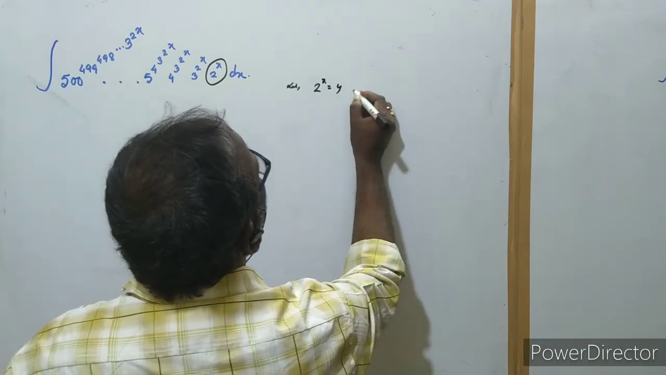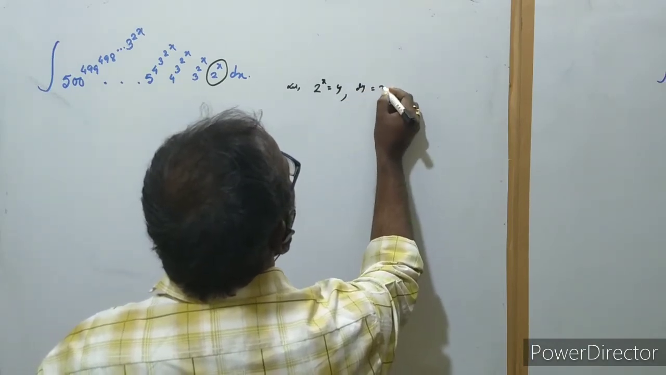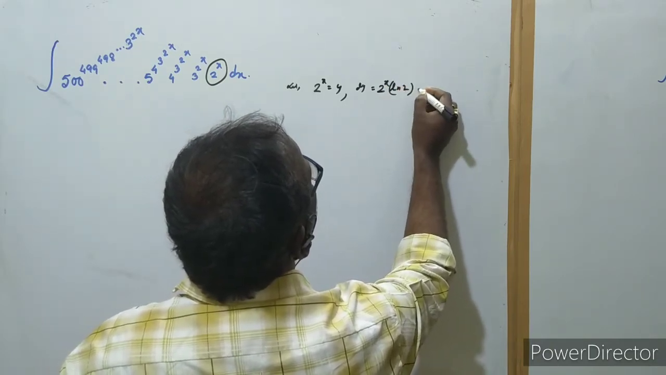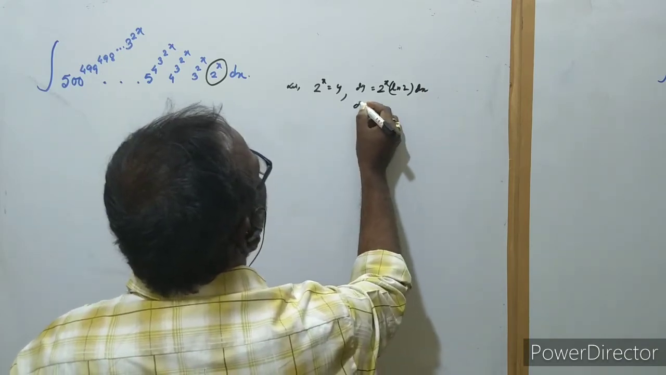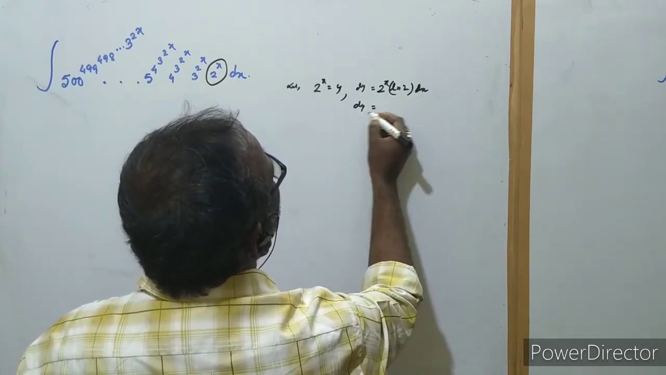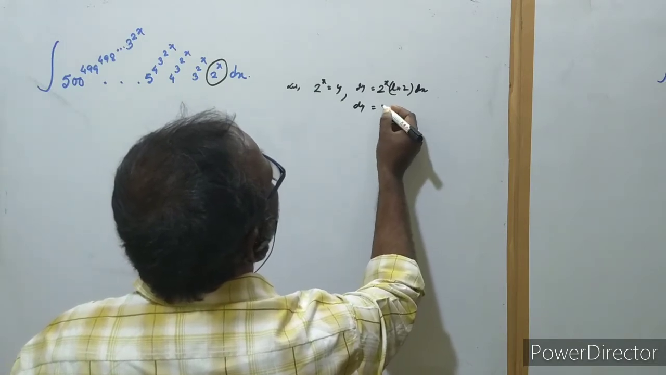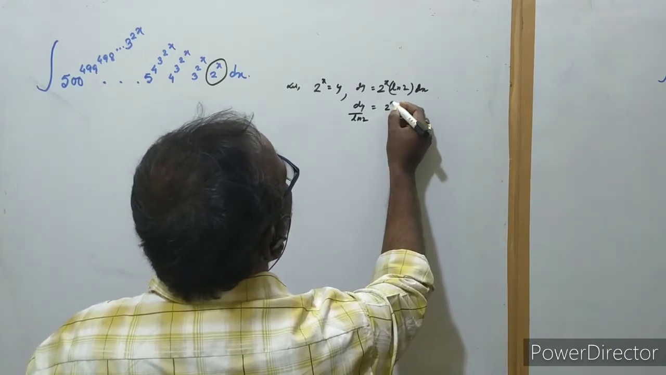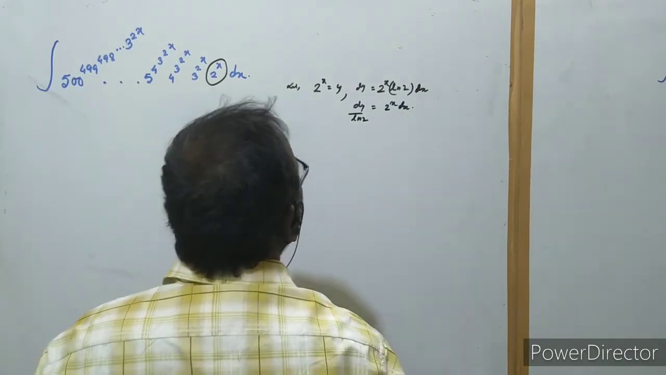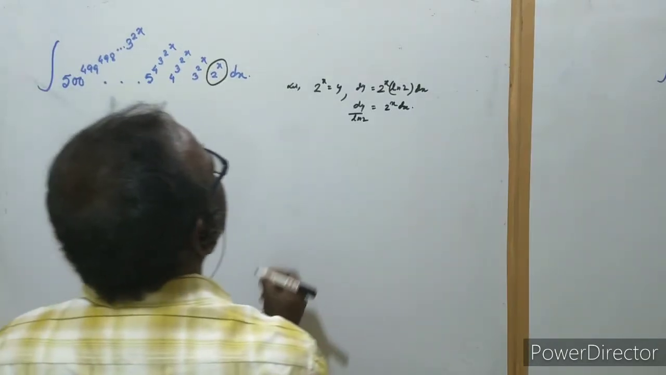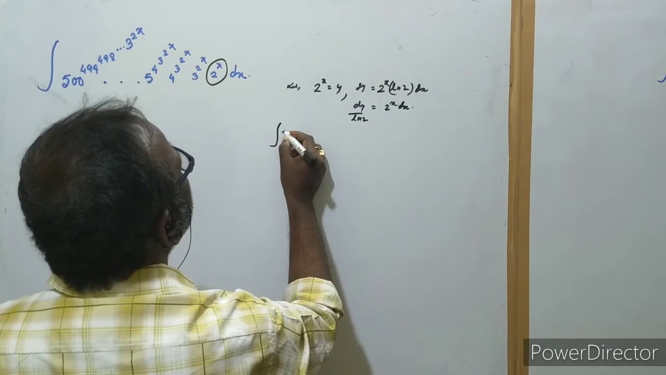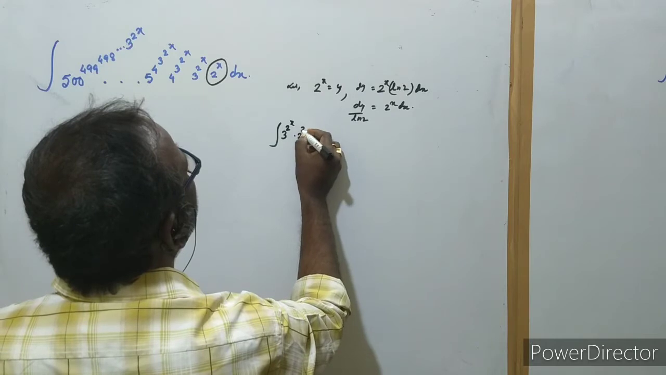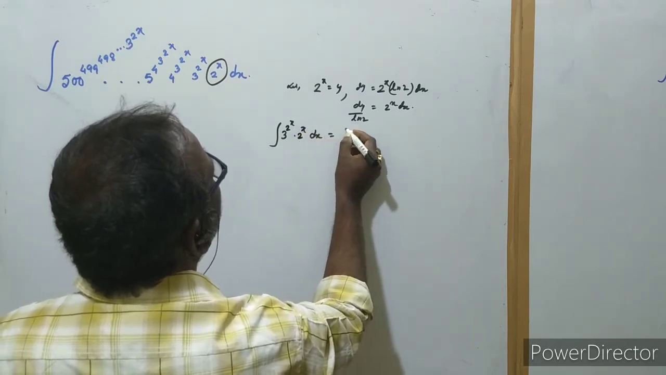If we differentiate, then we get dy is equal to 2 to the power x ln 2 dx, where ln means the logarithm to the base e. So dy is equal to ln 2 times 2 to the power x dx. So if the question is 3 to the power 2 to the power x times 2 to the power x dx, then what will be the answer?